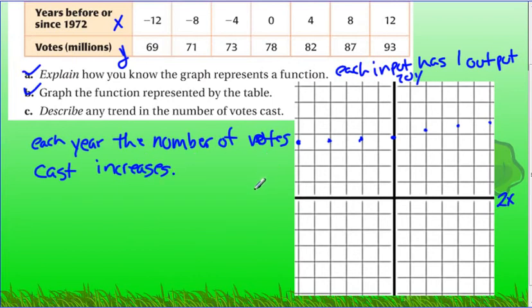I mean, there's nothing more I can say than that. It's increasing by a little bit each year. It's not increasing by the same amount, because here it goes up by 2, and then by 2, and then by 5, and then by 4, and then by 5, and then by, what's that, 6? So it's not going up by the same amount each time. So the best I can say is each year the number of votes cast increases.